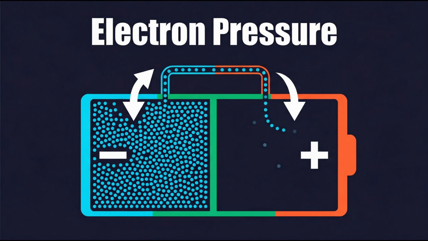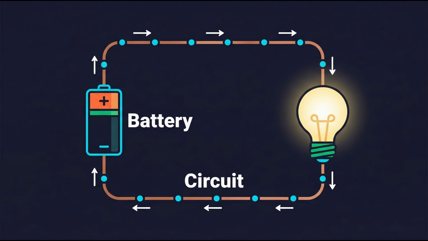Think of a battery as an electron pump. One side is packed with electrons, the other side is nearly empty. That difference in electron pressure, that's what pushes them through the wire. Connect a wire between both sides, and electrons flow from high pressure to low pressure, a closed loop. That's a circuit. Break the loop, the flow stops, the light goes out.